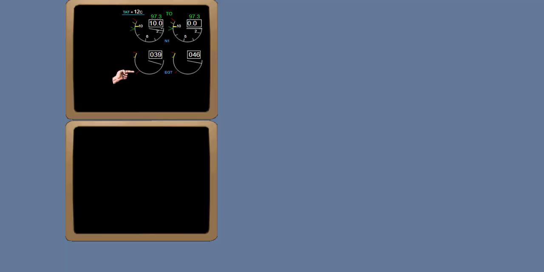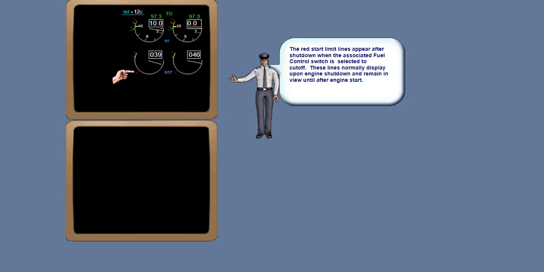An EGT start limit line displays red whenever the engine is not running. Therefore, this line appears after engine shutdown and remains displayed after start until the engine operation is stable.